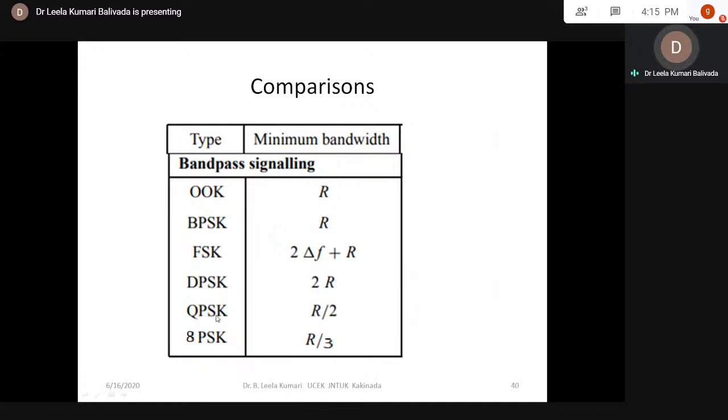And for QPSK, the minimum bandwidth is R by 2, since 2 bits are transmitted per symbol. And in 8PSK, the minimum bandwidth is R by 3, since we are transmitting 3 bits per symbol. So these are the very important concepts of DPSK, DEPSK, QPSK and 8PSK.